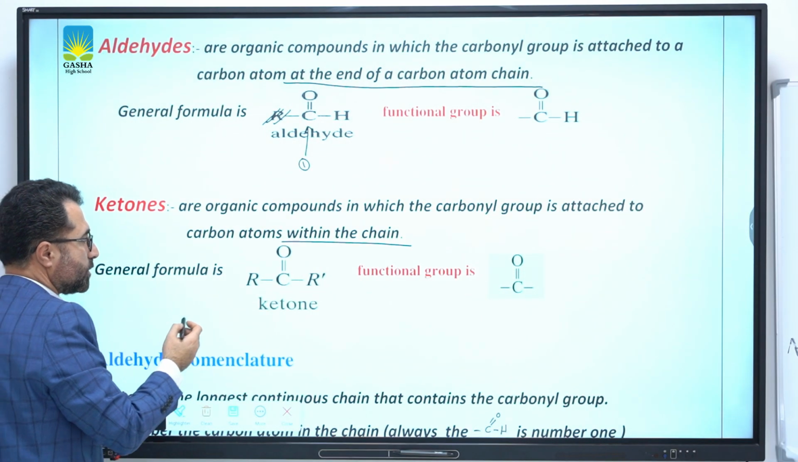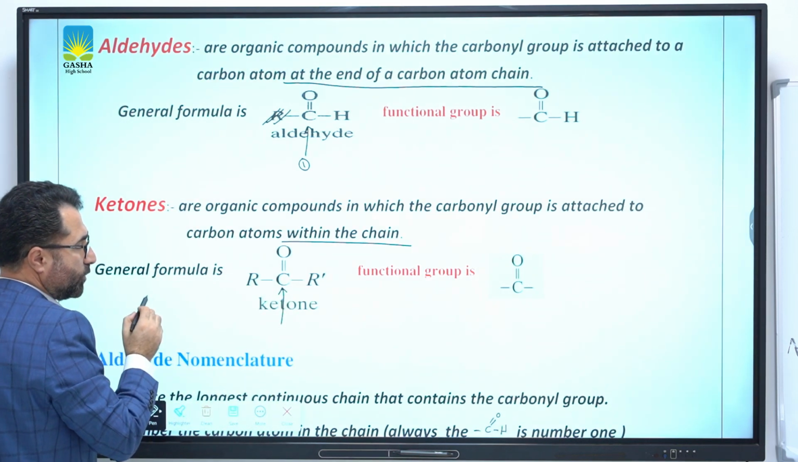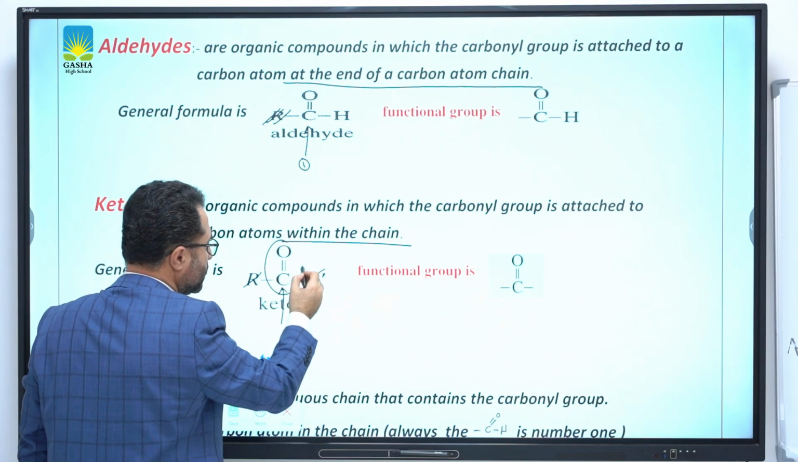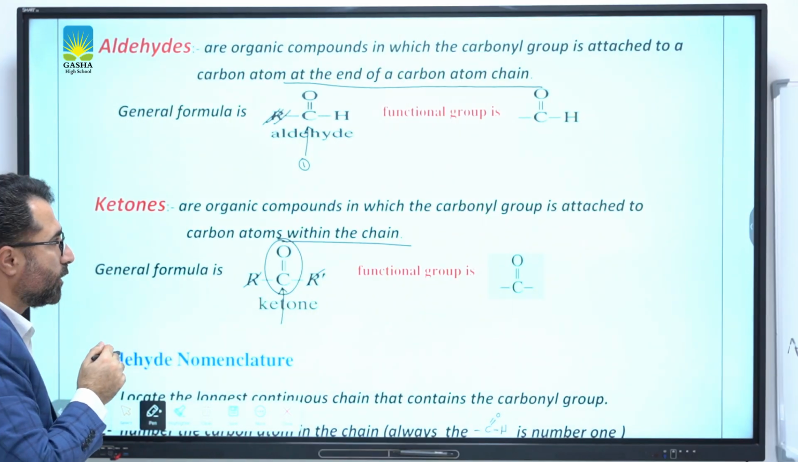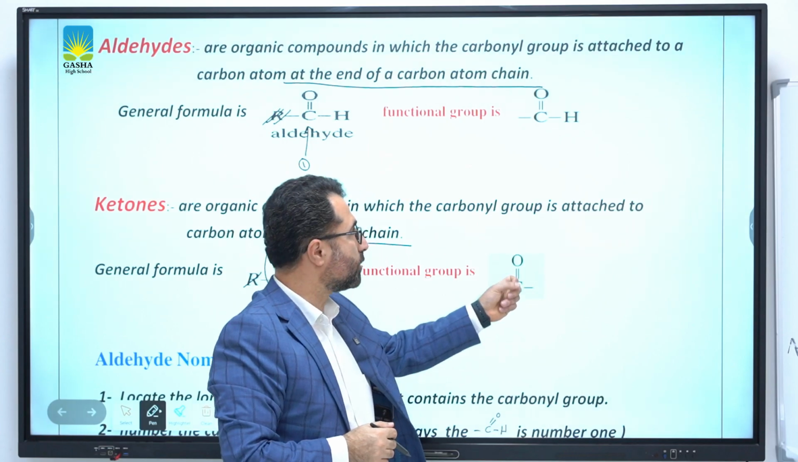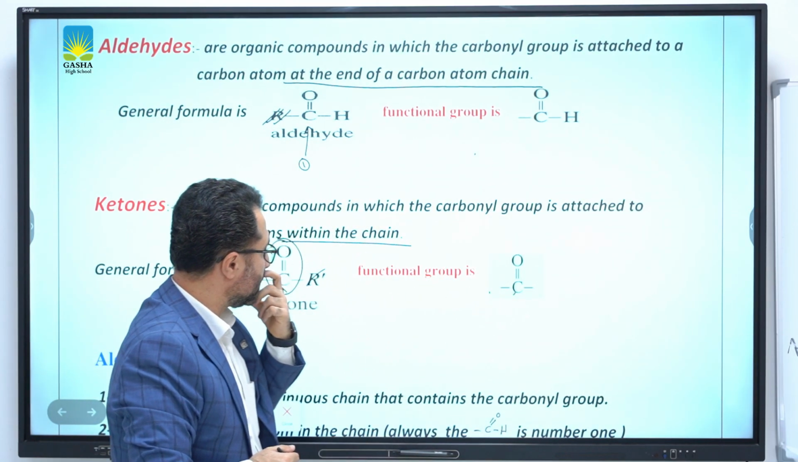But in ketones, the carbonyl group is attached to a carbon atom within the chain. That is, remove the R, and just CO will be the functional group for ketones. Both contain CO, the carbonyl group, but the functional group for an aldehyde is C double bond OH, and for a ketone, C double bond O.